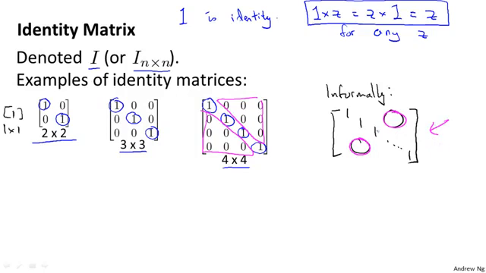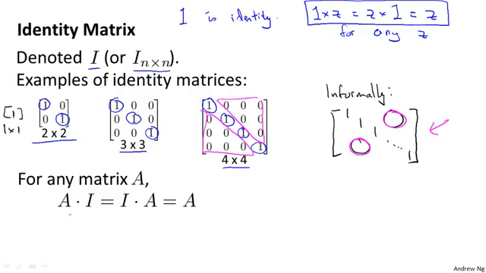It turns out that the identity matrix has this property that for any matrix A, A times I equals I times A equals A. That's a lot like the equation we had up here: 1 times z equals z times 1 equals z itself. So I times A equals A times I equals A.